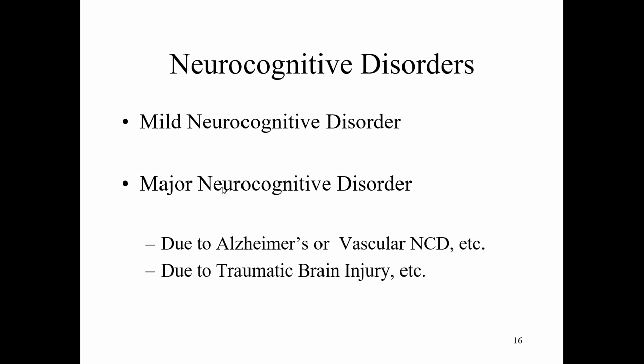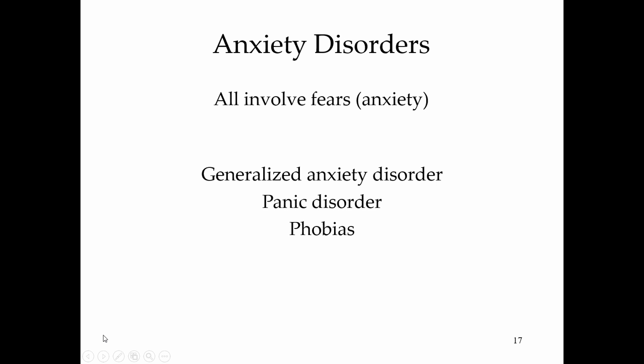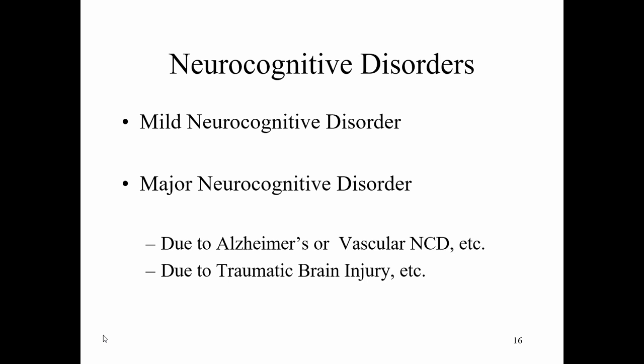Now, in fact, these neurocognitive disorders may be due to any number of things. Maybe due to Alzheimer's disease. They may be due to strokes, it's called vascular neurocognitive disorder, or due to traumatic brain injuries, many different potential causes. This diagnosis, by the way, has replaced the previous DSM-4 diagnosis of dementia. Maybe you've heard of dementia, mental decline. Now the proper diagnostic term is neurocognitive disorder.